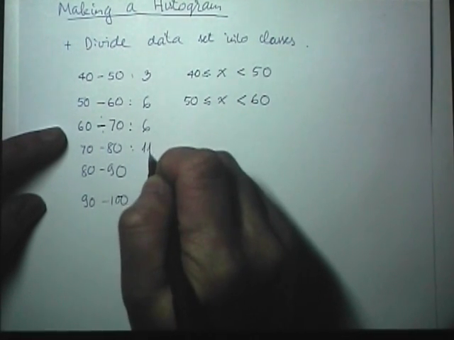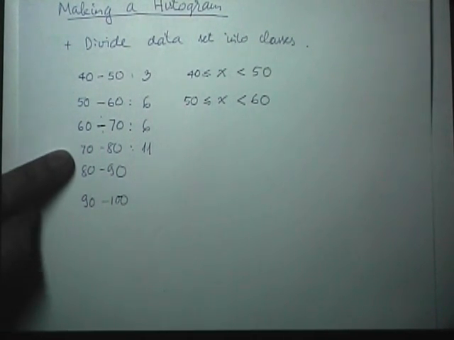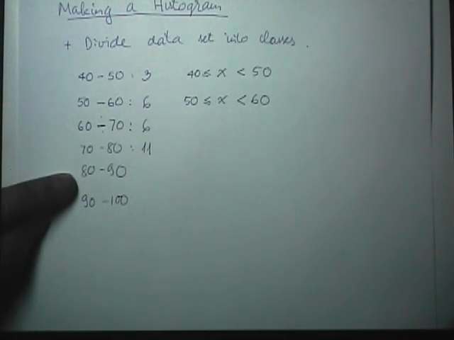There are 11 data items, right? That falls into that class between 70 and 80. So you can see that so far this class here has the most data values in it, right? The most number of data values. But then let's see, in between 80 and 90, let's see how many of them.